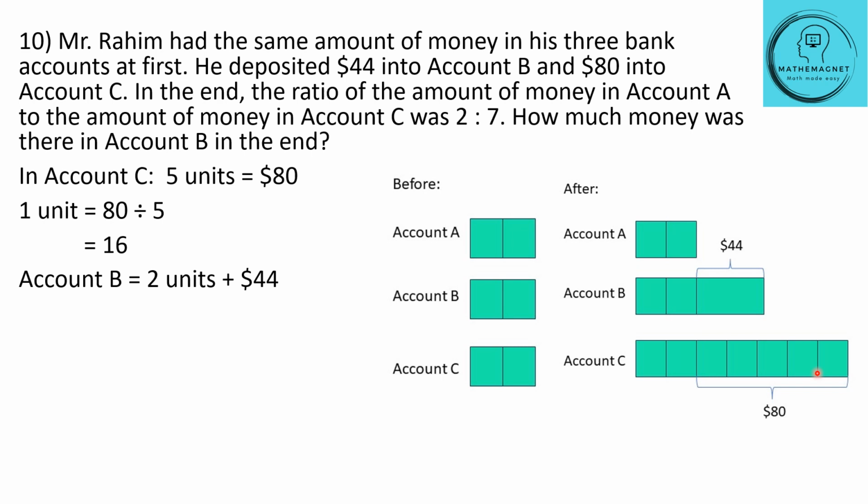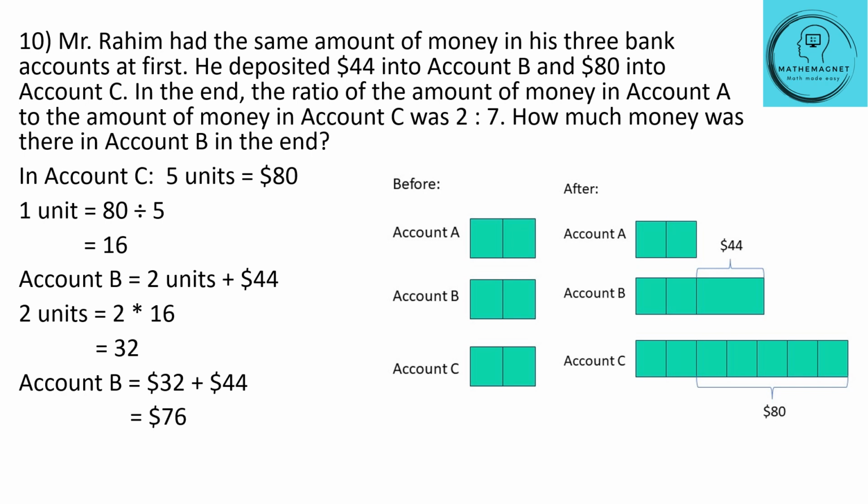Now account B will be 2 units plus $44. Correct? These are the 2 units plus $44. So 2 units will be 2 into 16, which is equal to 32. 32 plus this additional 44 will be your final amount that is in account B, which is equal to 76. So in the end there was $76 in account B.